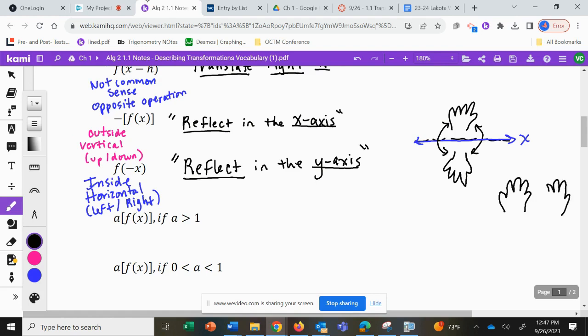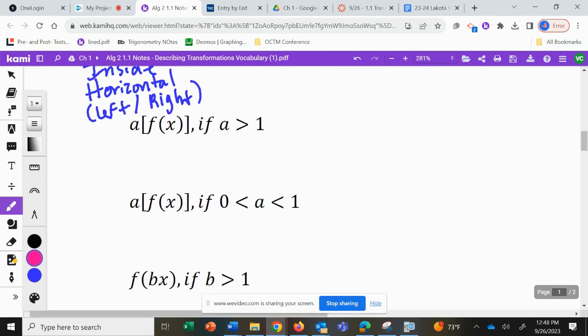I can't draw it backwards. That's supposed to be the thumb. There's the thumb. Okay. So if I'm going left and right, that is the y-axis that it's reflecting in. Okay, all right. Then we get to what we did last class, which was all of our shrinks and our stretches. So first of all, we notice that this A value is on the outside. Outside is vertical.